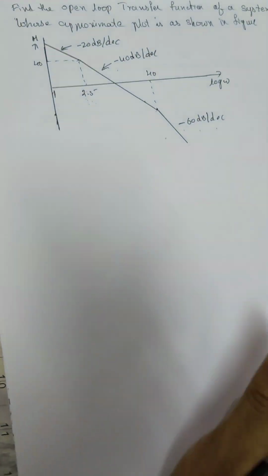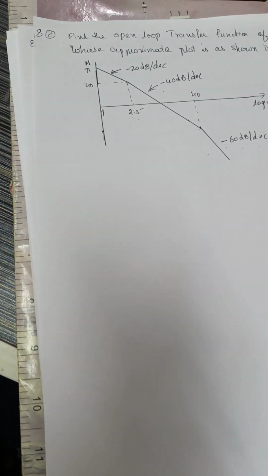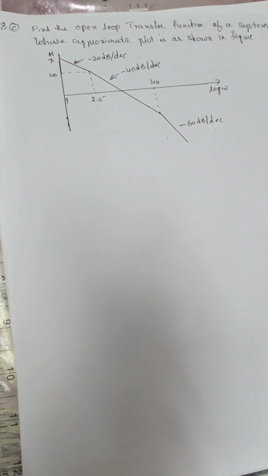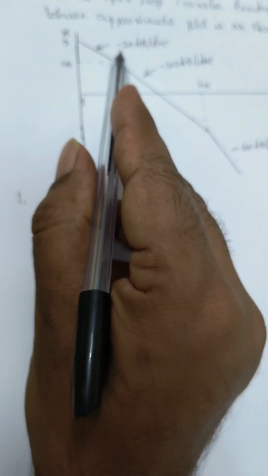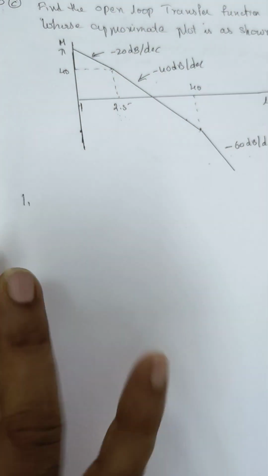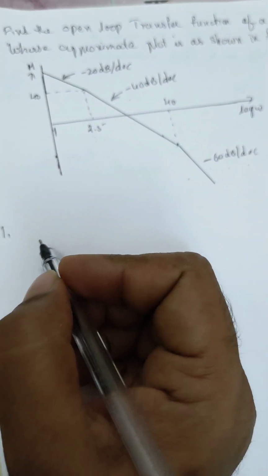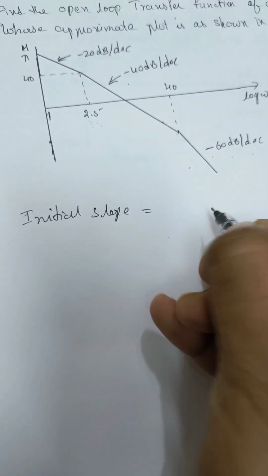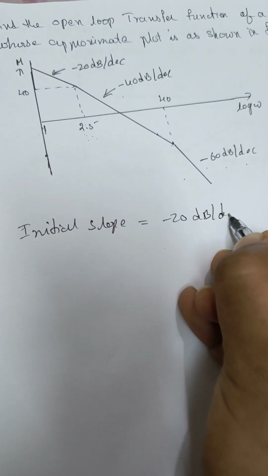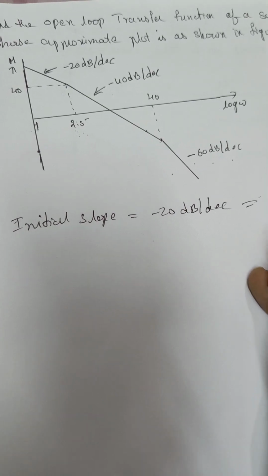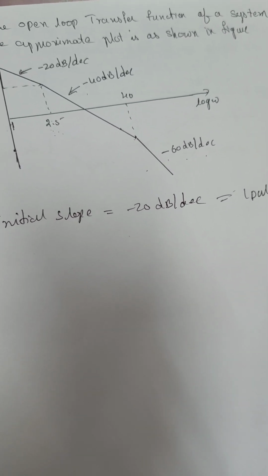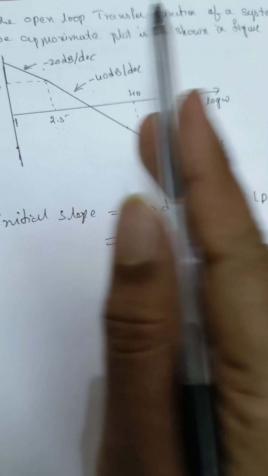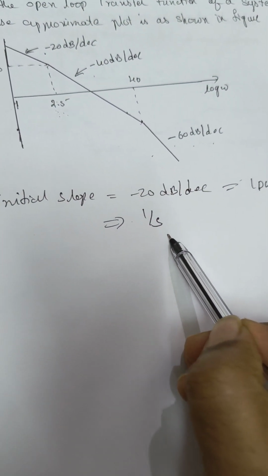So for this we'll find out the transfer function from this Bode plot. When you observe this, you can simply find the initial slope. The first step is to find the initial slope. The initial slope is minus 20 dB. As you know, the initial slope gives the number of poles at the origin. The initial slope is minus 20 dB per decade, which means there is one pole at the origin, whose transfer function is 1 by s.